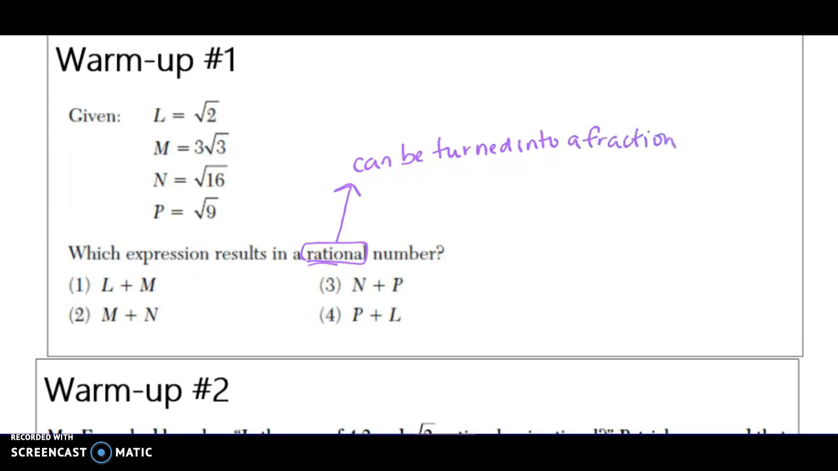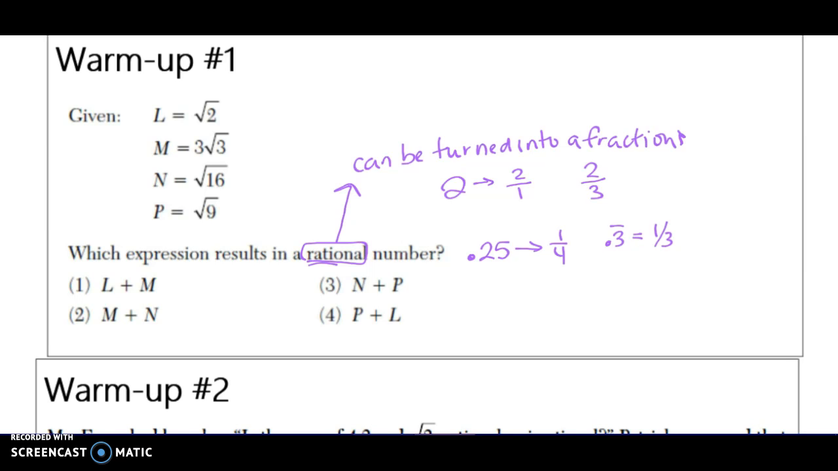So we will see things like whole numbers. I could turn that into a fraction. I'll see things that are already fractions. I'll see terminating decimals. And I'll see decimals that will repeat forever with a pattern. What we won't see are decimals that go on forever with no pattern. If we find that, that's an irrational number.